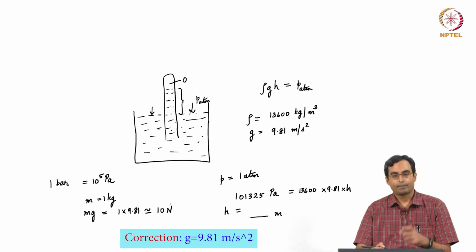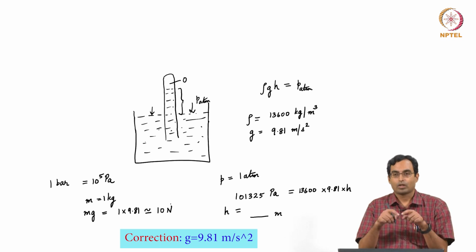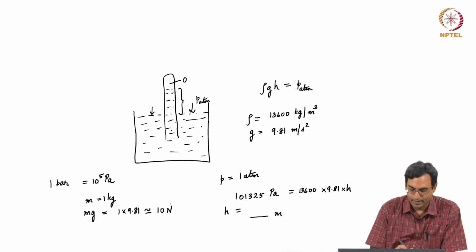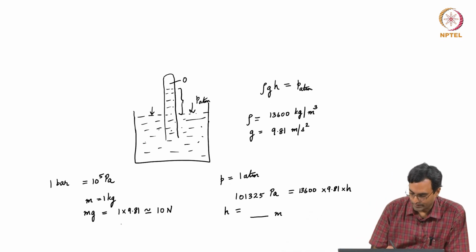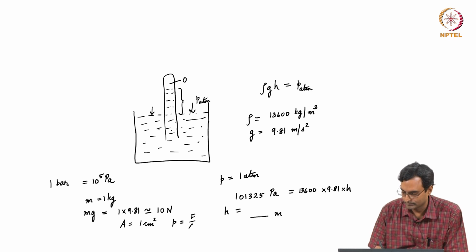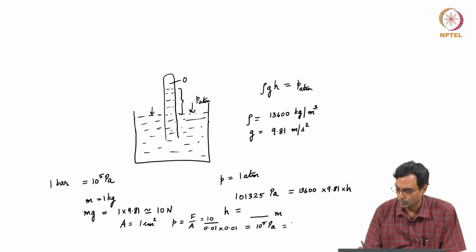Okay. If I keep an object which weighs 10 newtons, so it has a mass of 1 kg, if it occupies a surface area of 1 centimeter by 1 centimeter, so the area it occupies is 1 centimeter square, then the pressure would be force by area, that would be 10 divided by 1 centimeter in meters is 0.01 into 0.01, which would be about 10 power 5 pascals, which is 1 bar.